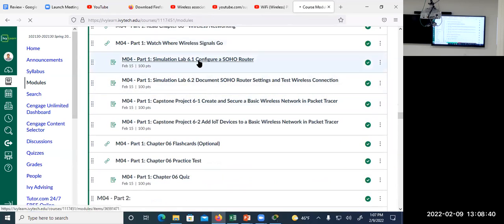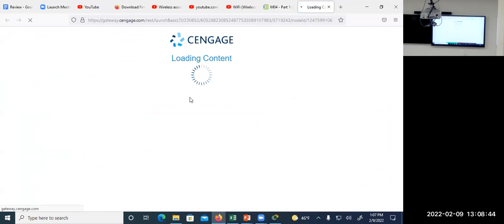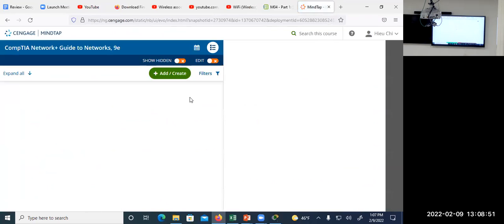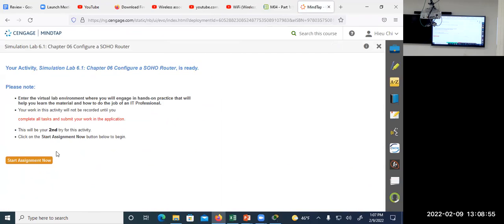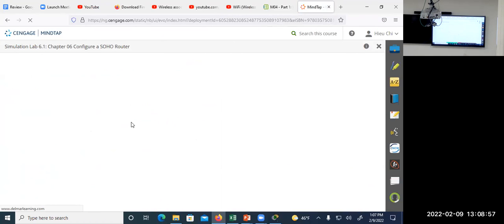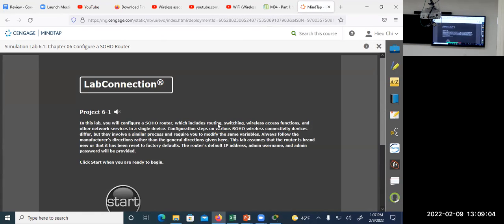Okay, this one is very straightforward. You can think about configuring the home router. If you have the interface and you log in to the home router, you can make some changes to the password setting, and you can change the DHCP setting also. This one is very helpful when you want to configure your home router.